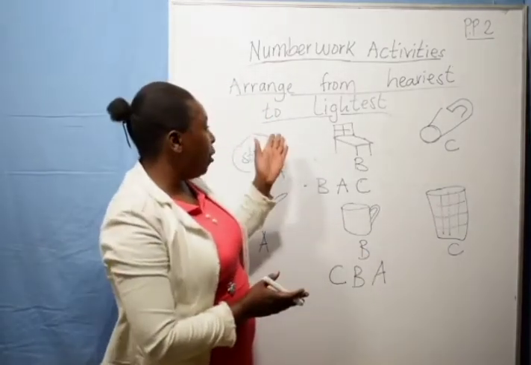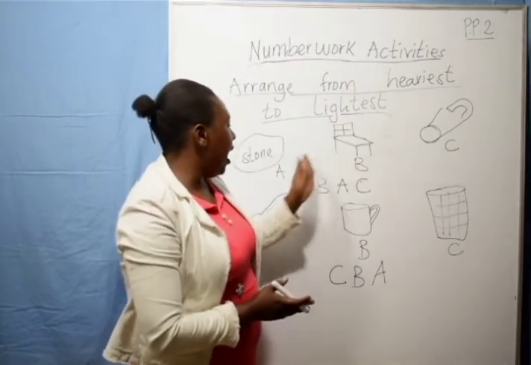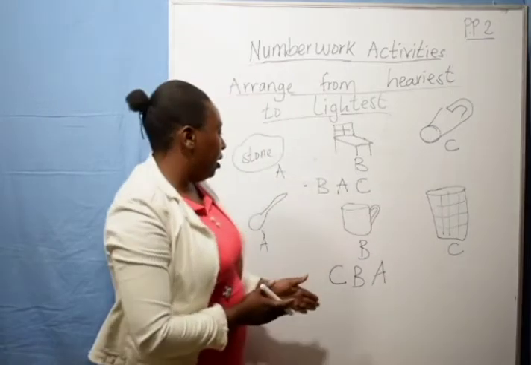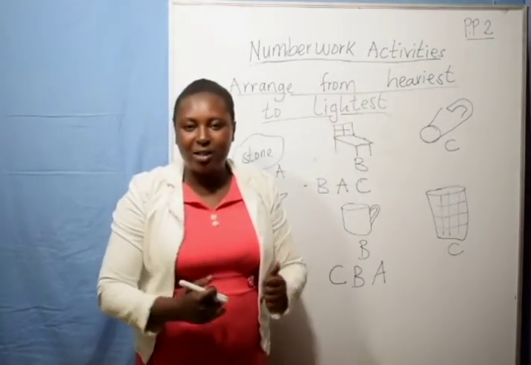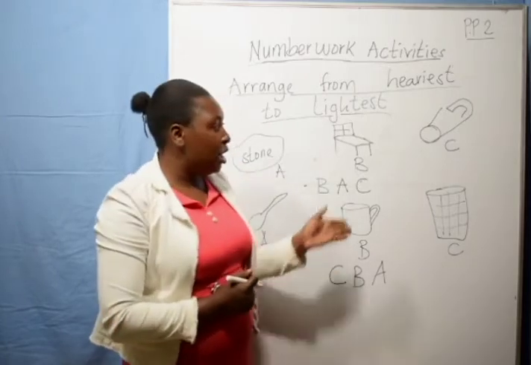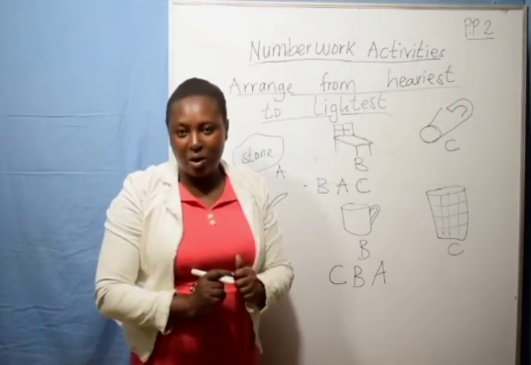But now, from heaviest to lightest, we have B, A and C. A chair, a stone, a pin. A dustbin, a cup, a spoon. Very interesting. Ready to know it? You can do the practice alone at your own pace.